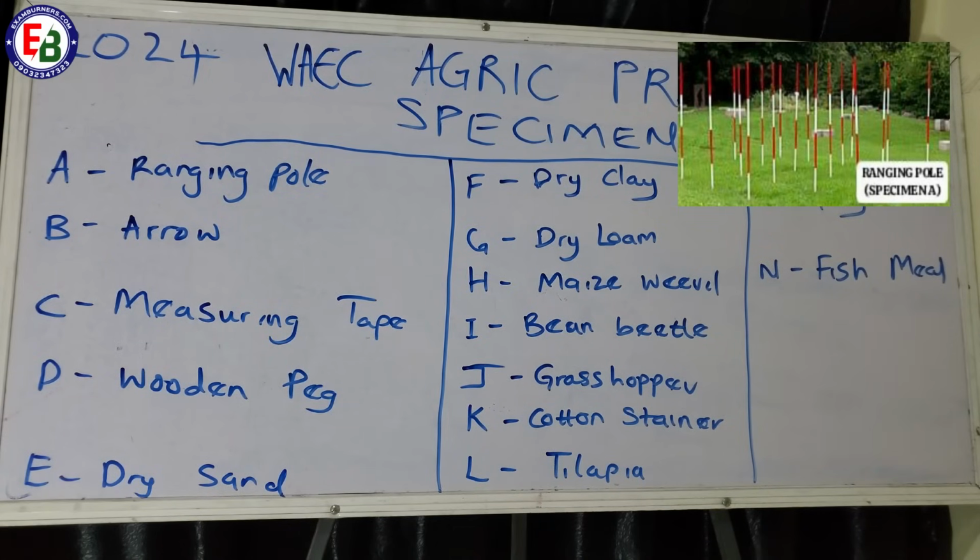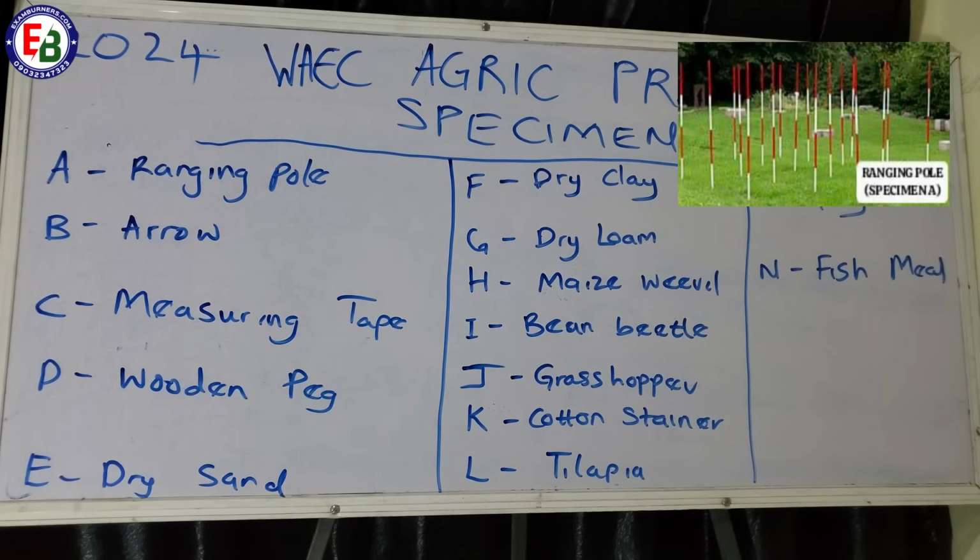So let's go to another question. I've given you the detailed description of specimen A. It is a straight round rod or pole. It has a pointed metal end. It has alternating bands of colors, which is usually red and white, and then it is about 6 meters long. That is the description of a ranging pole.